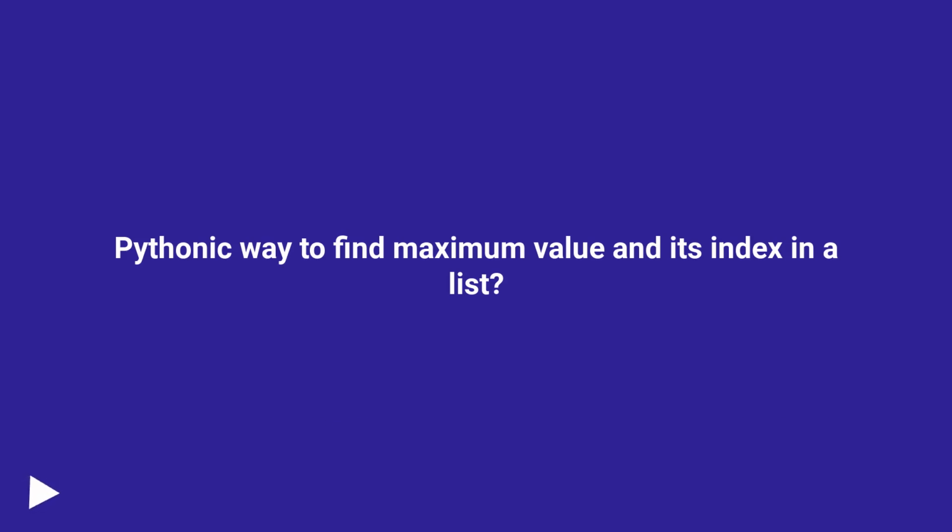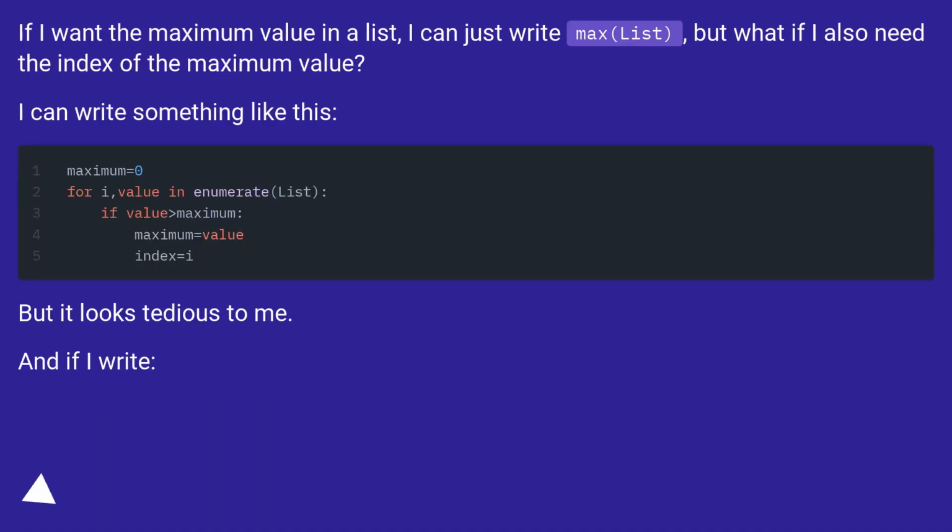Pythonic way to find maximum value and its index in a list. If I want the maximum value in a list, I can just write max(list). But what if I also need the index of the maximum value?